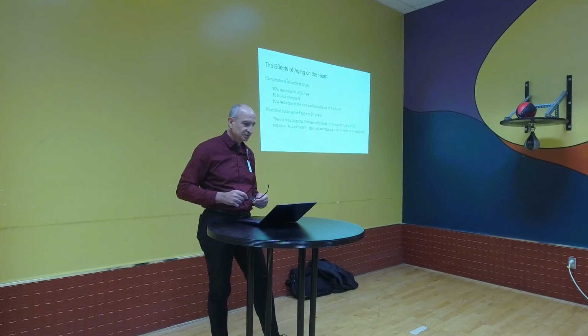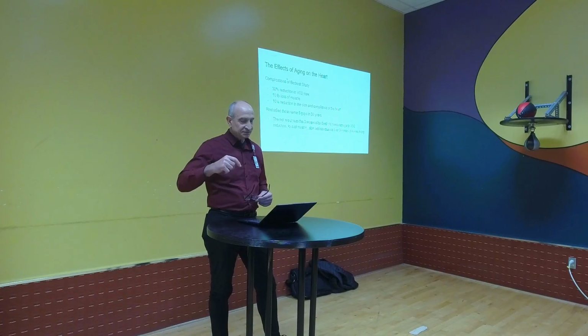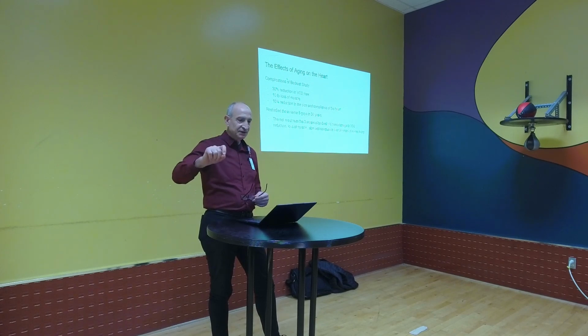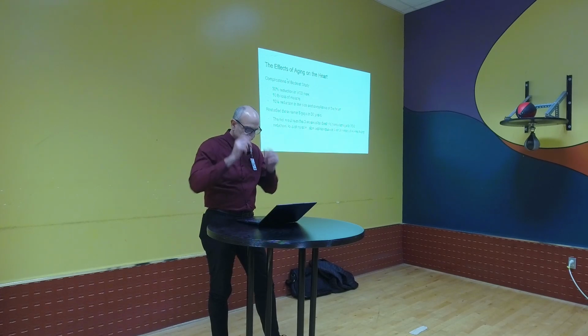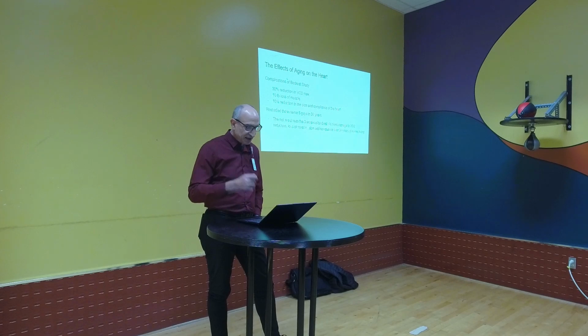What they found out was there was a 30% reduction in their ability to do work in that 3-week period of time. But they also lost 10 pounds of muscle, and then they had a 10% reduction in the size and compliance of their heart during that period. What was also pretty interesting is that 30 years later, they brought these same college kids back. And the net result was that the 3 weeks of bed rest did more damage to their heart, more damage to their functional capacity and loss of muscle than the 30 years of normal living did.